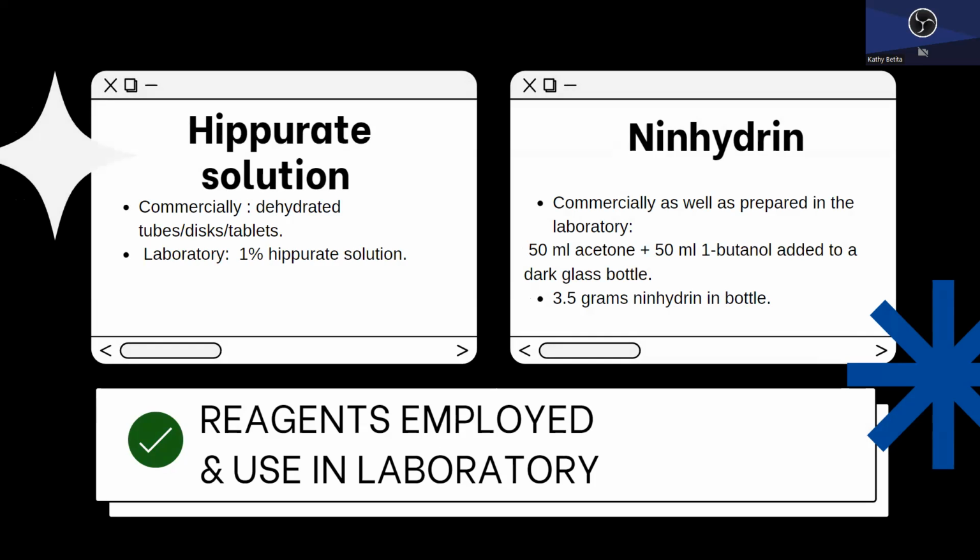We also have ninhydrin. So this reagent can also be found commercially and can be prepared in the laboratory. So for the preparation of the ninhydrin in the laboratory, 50 ml of acetone and 50 ml of 1-butanol are added to a dark glass bottle. So to the bottle, 3.5 grams of ninhydrin is added and mixed well.